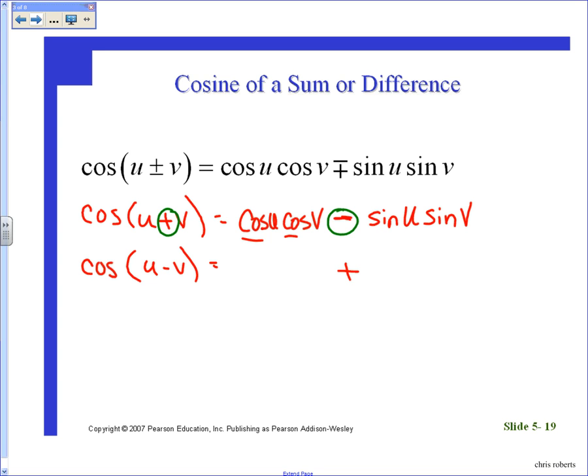Now looking at the cosine of u minus v, again, we do not keep the sign, SIGN. It's going to change from a negative to a positive. But again, those cosines are going to stick together. So we have cosine u, cosine v, and then sine u, sine v. Okay, so again, cosines stick together, but they have to change the SIGN sign.